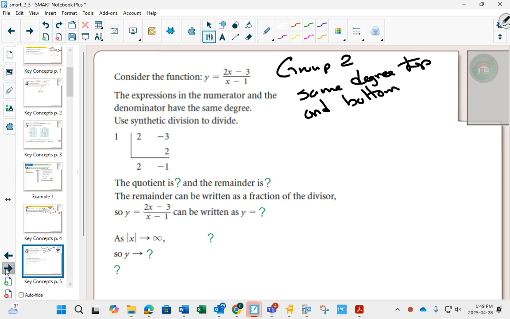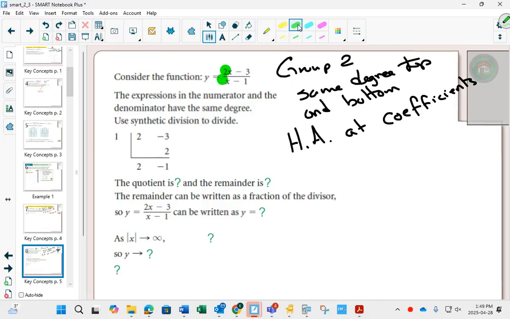Same degree in your denominator and your numerator. That also gives you a horizontal asymptote, but now you would look at the coefficients. So I'm going to take out a little tiny highlighter here. There's a 2 in front of the x there. There is technically a 1 in front of the x there. 2 over 1 would tell you that you would have a horizontal asymptote at y equals 2.